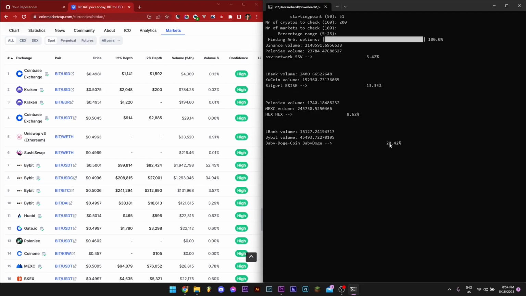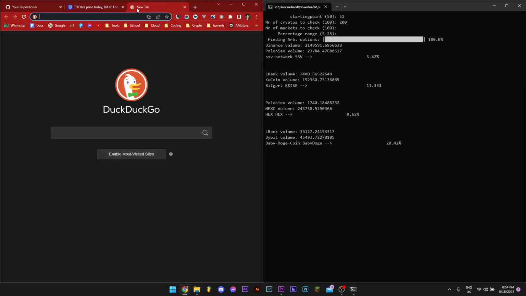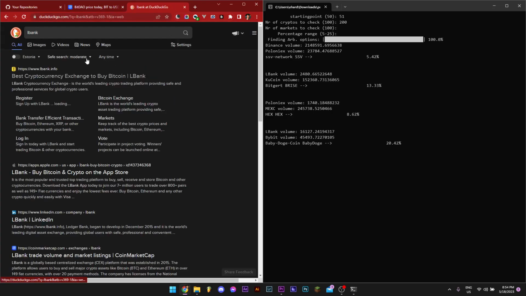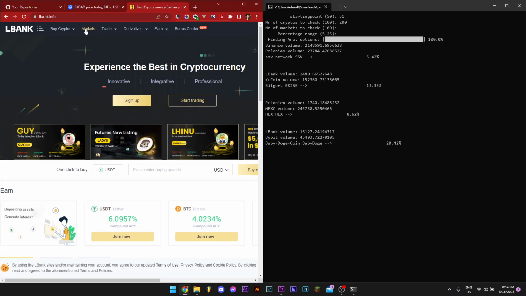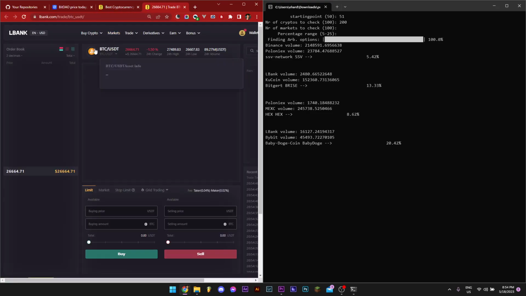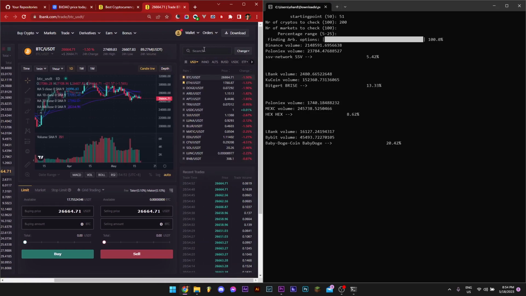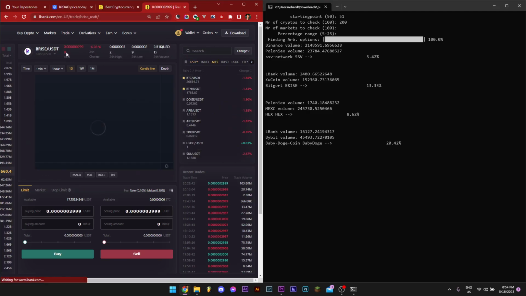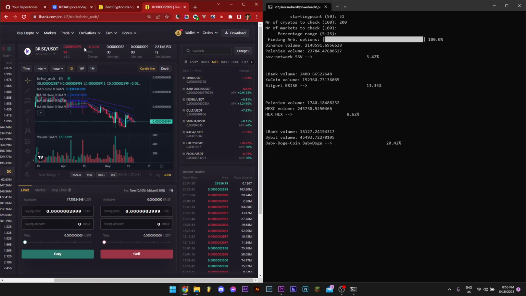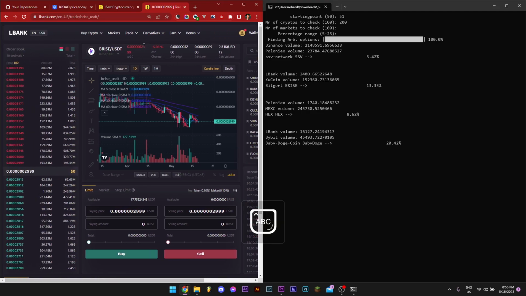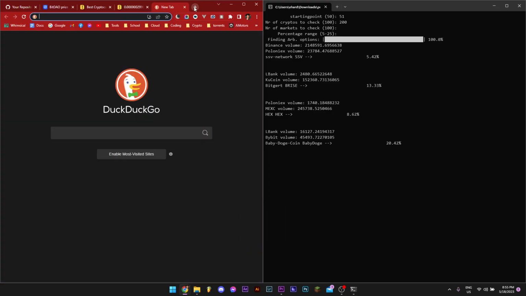And let's see, there's like a 20% difference, which is a bit much. I'm not sure if that's true, but let's take, for example, the price here. It has LBank and KuCoin. So let's check LBank. Let's check trade. Here we have search, and let's put the price. Here we have it. So here the price is 2999. And let's check KuCoin.